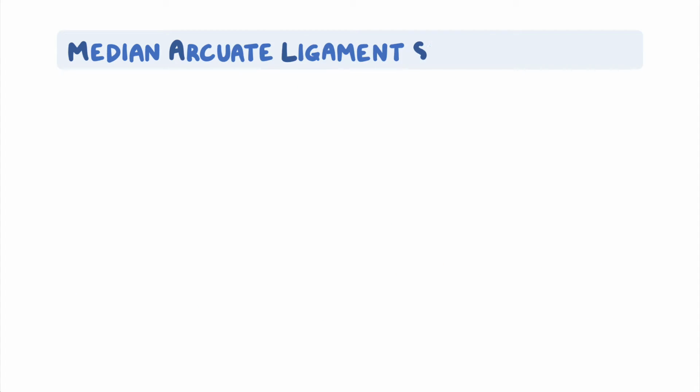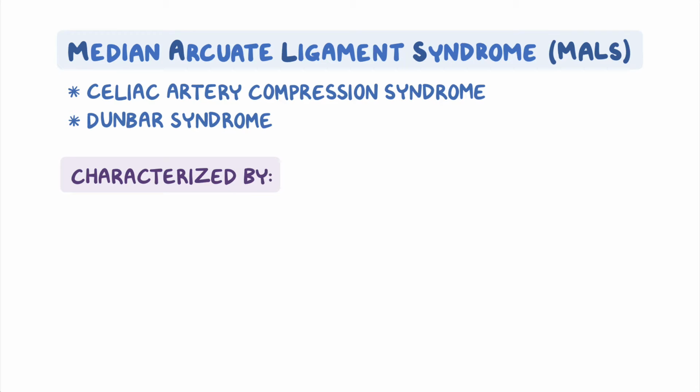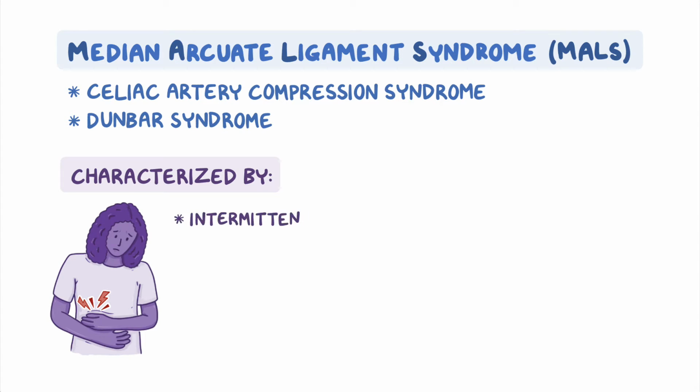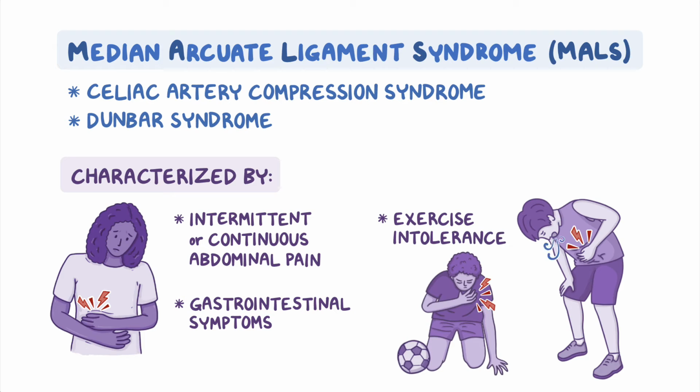Median arcuate ligament syndrome, or MALS, also known as celiac artery compression syndrome and Dunbar syndrome, is a rare disorder that's characterized by varying degrees of intermittent or continuous abdominal pain, gastrointestinal symptoms, and/or exercise intolerance.